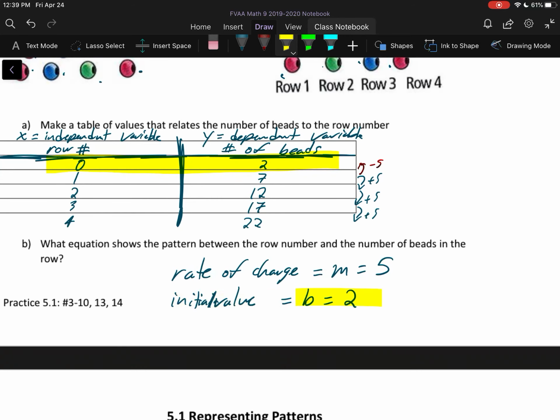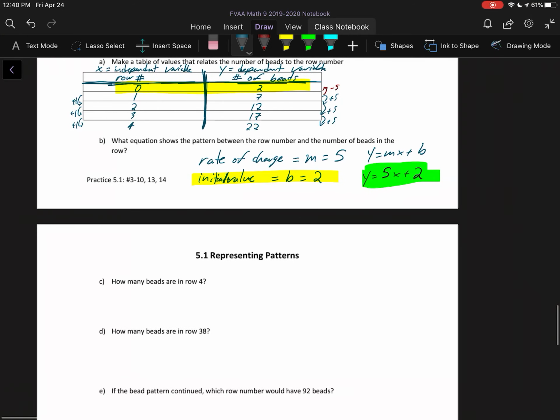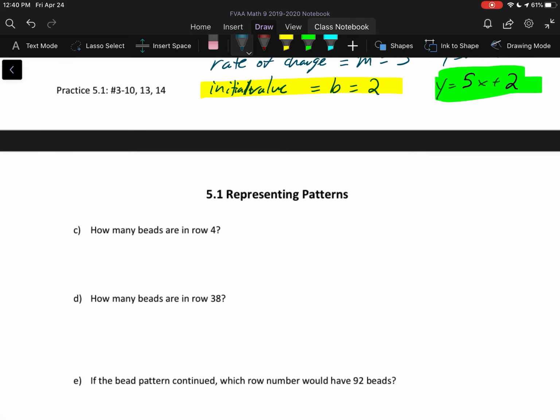Gives me this here. So if I want to plug these into my equation, y is equal to mx plus b, it would give me y is equal to, in the place of m, I put 5x plus, and this would be 2. And that would be my equation. Now I can use this to solve the problems on the next page here. So I'm going to keep that in the corner there.